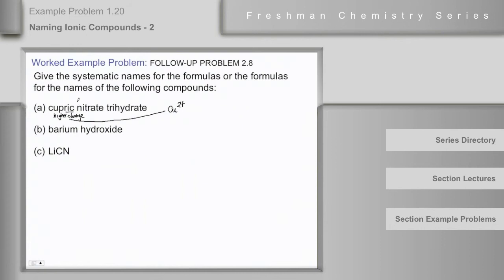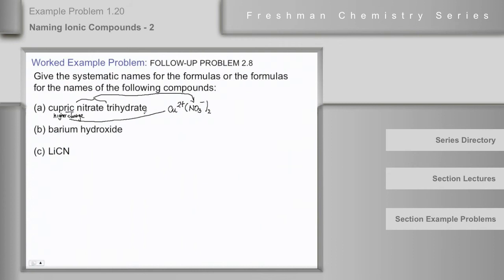Nitrate is one of the common polyatomic ions whose formula and charge you need to learn. It is NO3 with a single negative charge. It follows then from these two ions that we will need to have two nitrates in order to satisfy the charge on the copper 2+ here. Two negative charges to balance out the two positive charges.